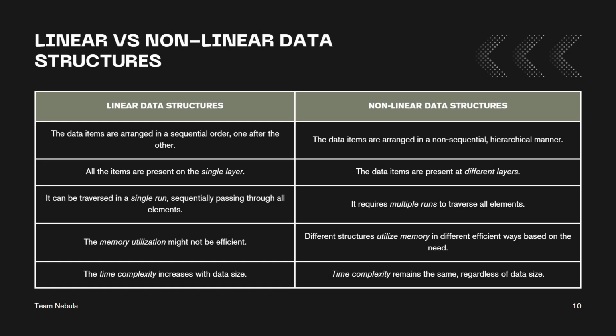Linear versus nonlinear data structures. Linear data structures involve arranging data items in a sequential order, one after the other, all present on a single layer. Traversal occurs in a single run, sequentially passing through all elements. However, this may result in less efficient memory utilization, and the time complexity increases with data size.